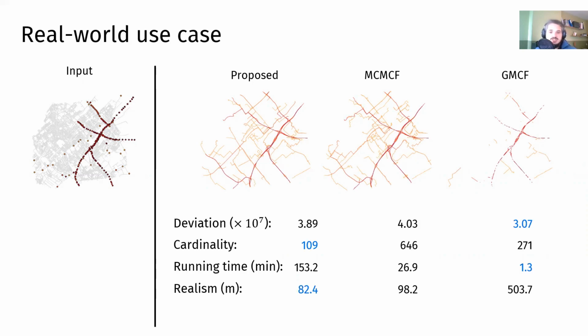And this is also visible in the measures here. And as you can see again, global min cost flow is best in the deviation, but then in cardinality, our proposed approach performs best. Running time is again, or in this particular case, the min cost flow where it's best, and realism is more on our proposed method and the multi-commodity min cost flow approach.